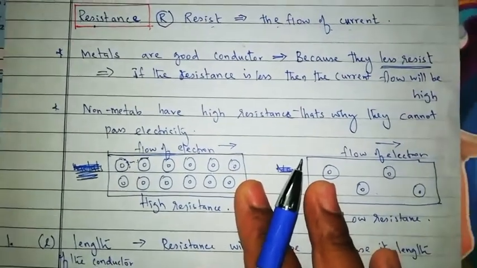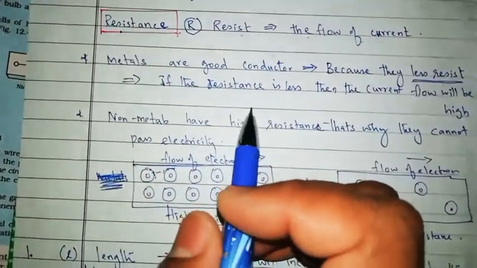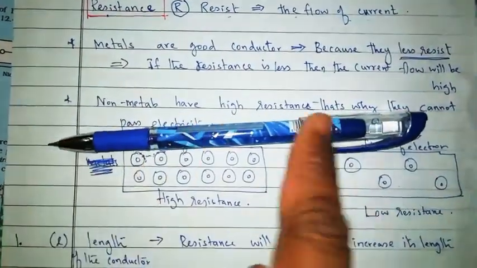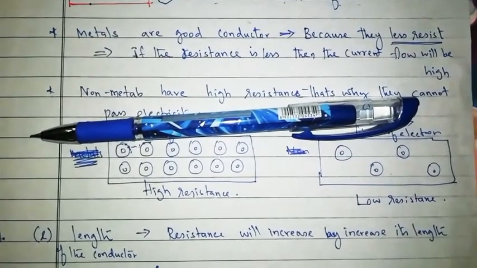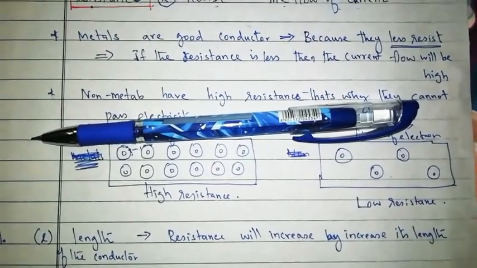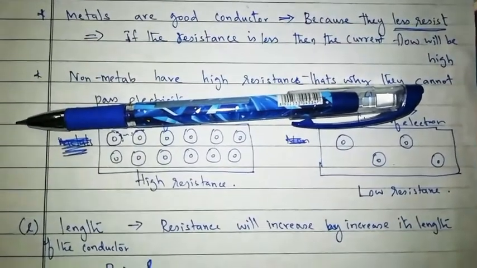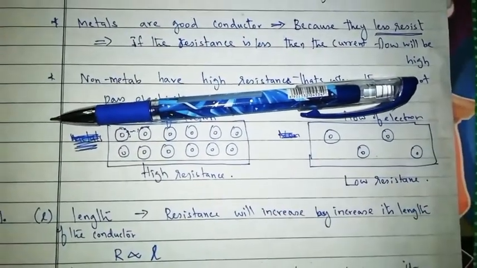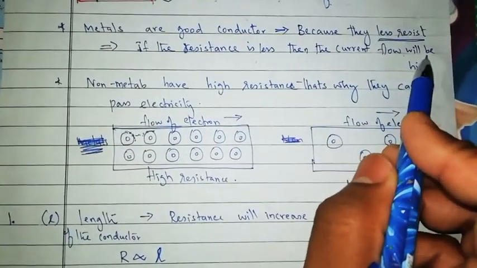If you take an example, all metals are good conductors. Good conductor means they allow electricity to flow in a metallic wire. Why does it allow the electric current to flow? Because they resist very little. That is why it allows the electricity to flow. If the resistance is less, then the current flow will be high.